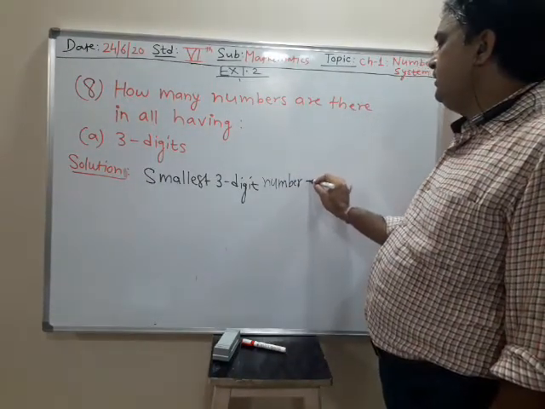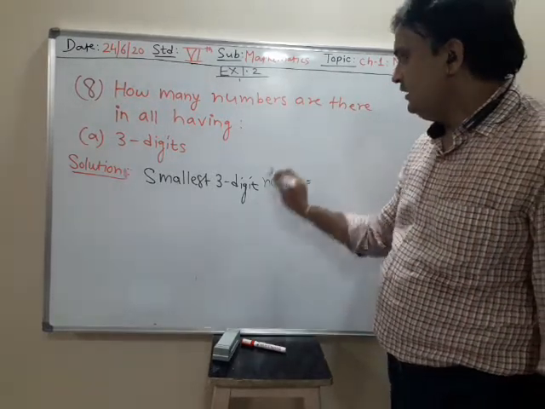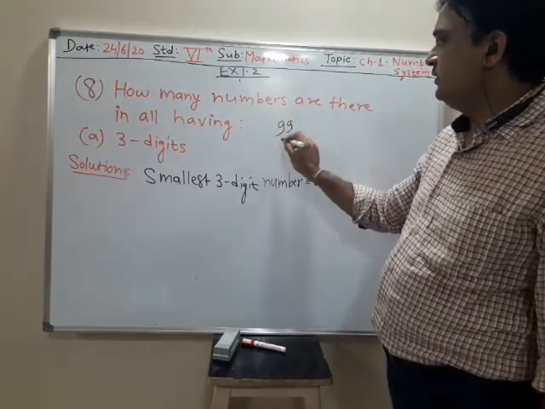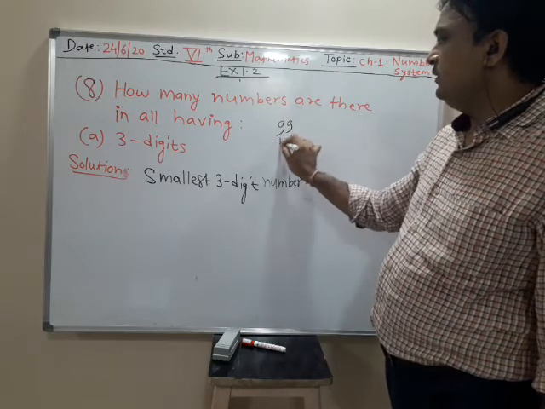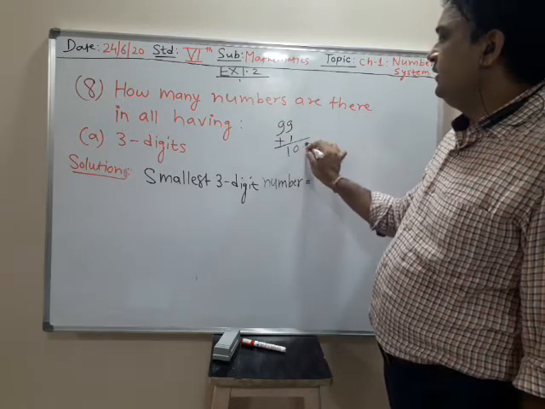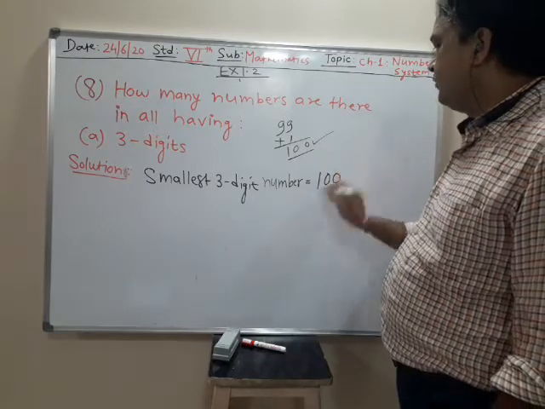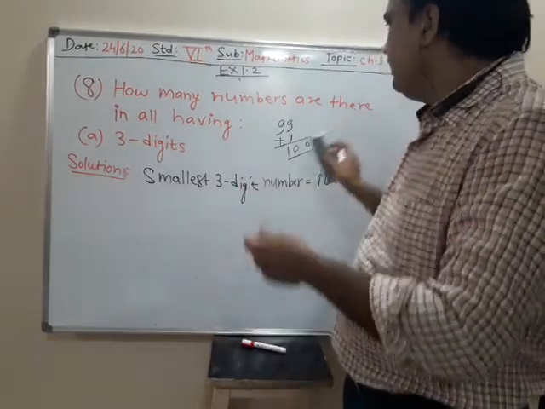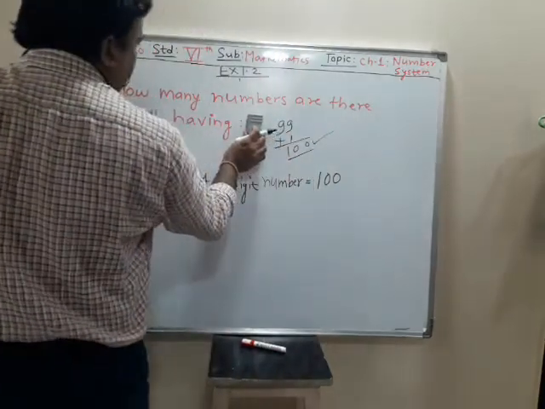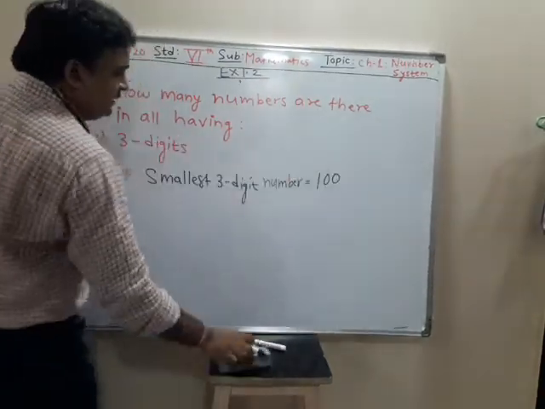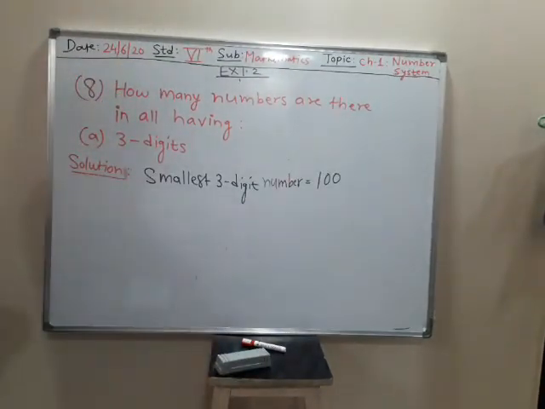What is the smallest 3-digit number? 99 is 2-digit. When we add 1, it becomes 100. This 100 is the smallest 3-digit number. After 99, which is 2-digit, when we add 1, 99 plus 1 is 100. 100 is the smallest 3-digit number.